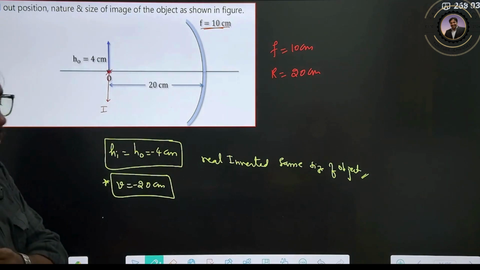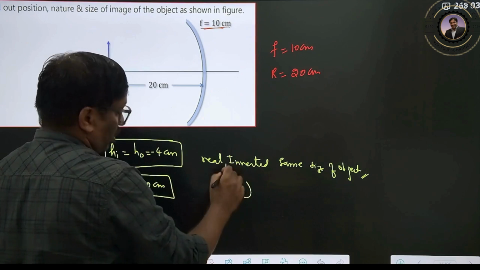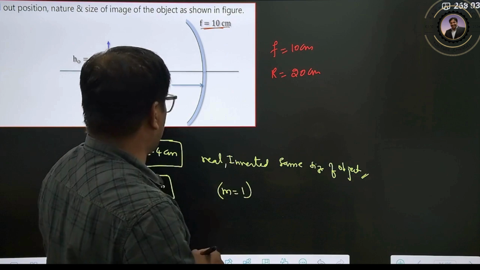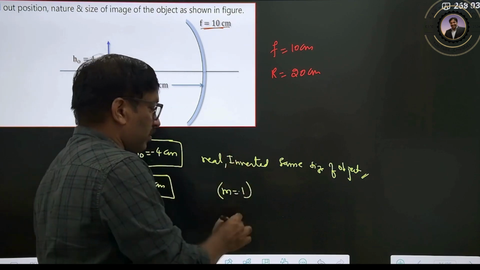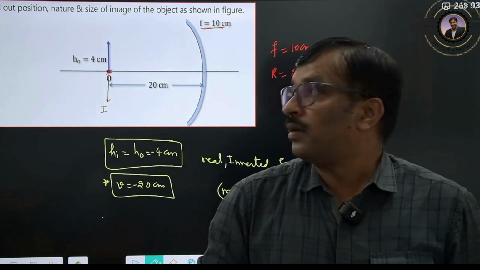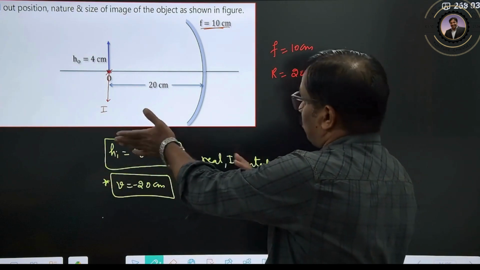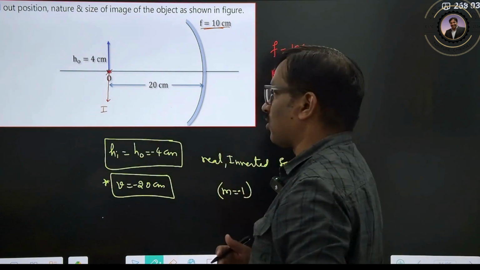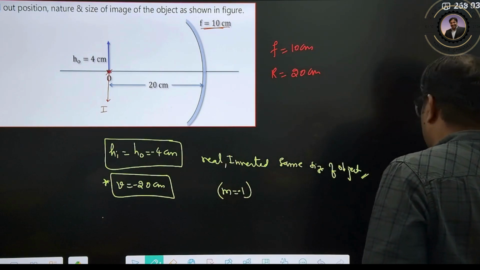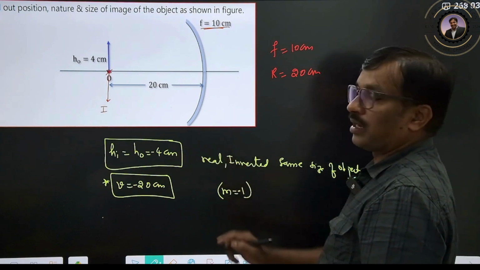Clear? Real, inverted, magnification is 1. Actually, the magnification will be -1. Clear? If not, if you don't know, use the mirror formula, then you can solve it very easily. You can try using the mirror formula and check whether you get this one or not.